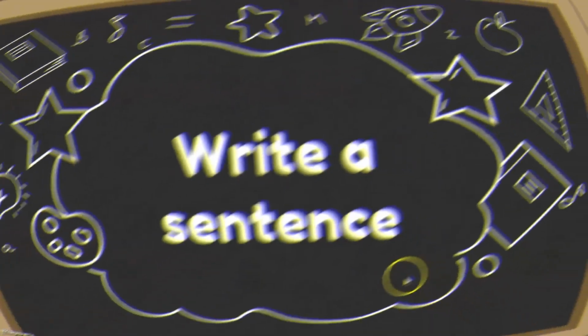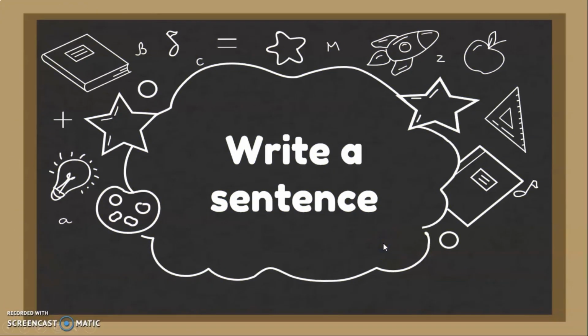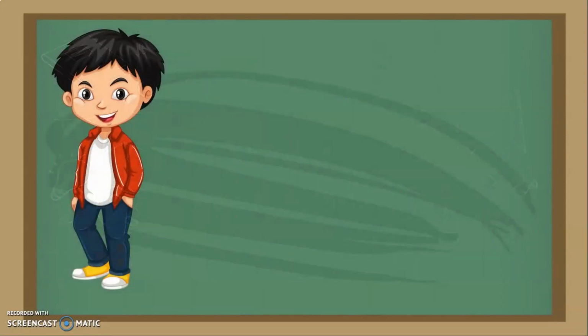So let's take a look at the slide. Okay class, today we are going to learn how to write a sentence. So let's take a look at this boy. This boy, as we know here, is wearing a jacket. Good, he is wearing a jacket.